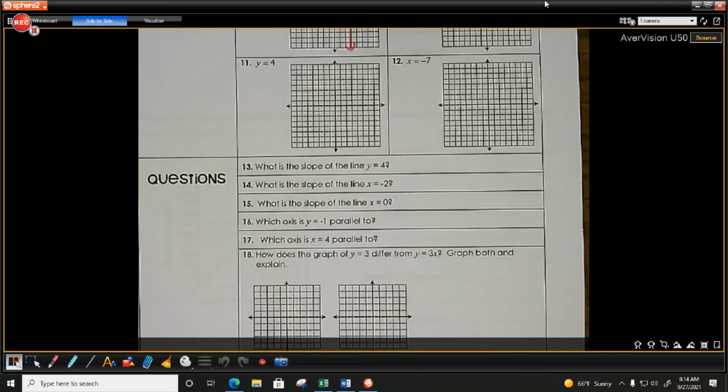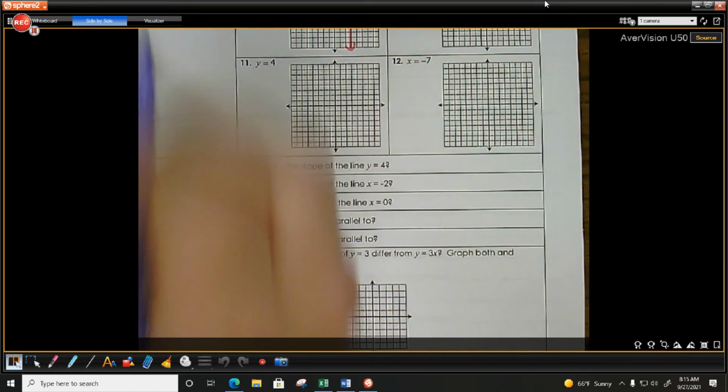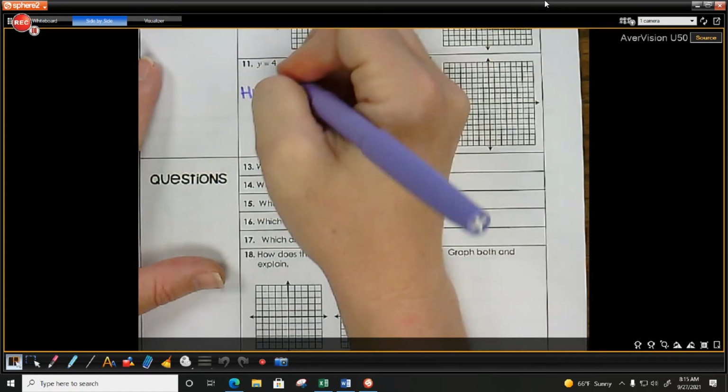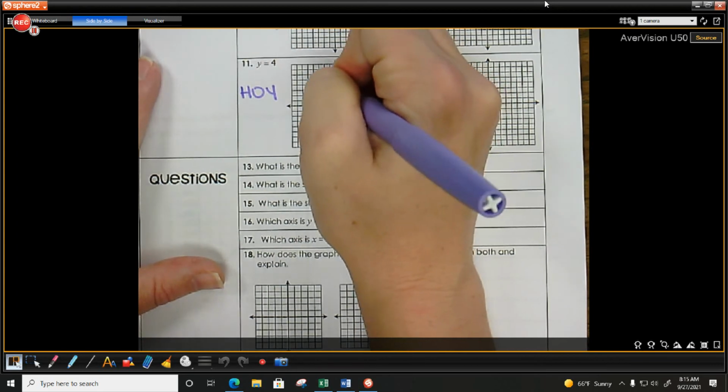Okay, is number 11 a Hoy or a Vux, Leo? It's a Hoy. It's a Hoy because it says y equals. Very good. So I'm going to go on my y-axis to 4. And how am I going to draw that line then, Leo? Horizontally. Horizontal line. Great job.